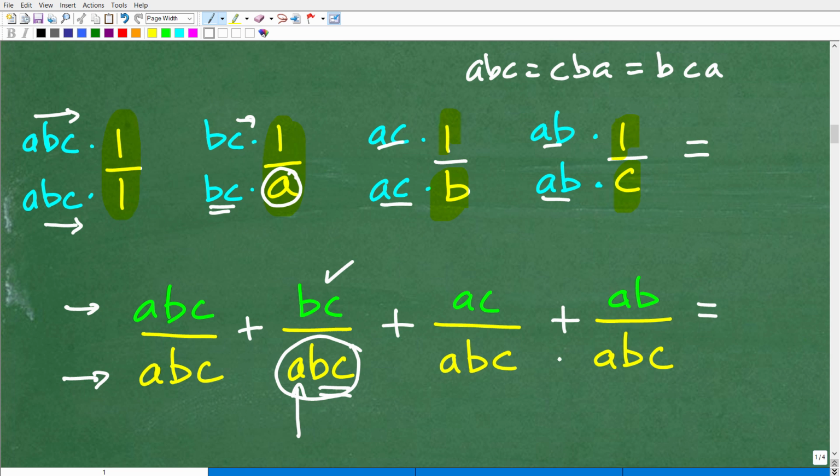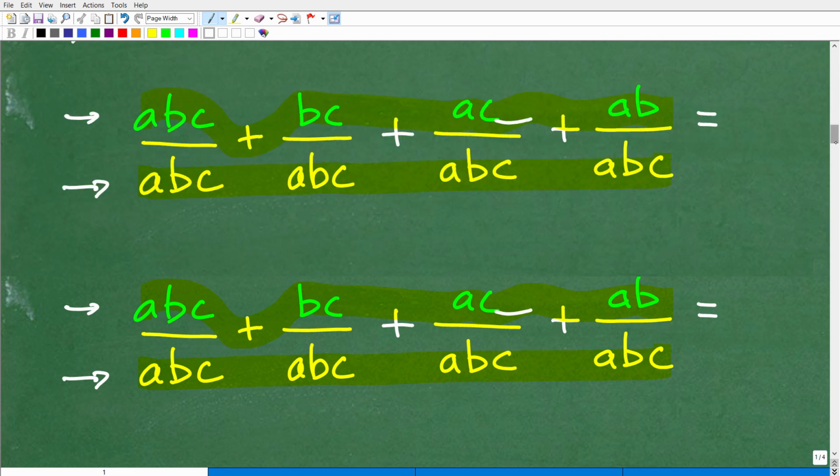So you can pause the video and see the work, but this is the adjustment, right? We're rewriting each rational expression, each term, each fraction, such that we have new equivalent fractions with ABC as our denominator. So now we have the same denominator. To get the answer here, all I need to do is add the respective terms of the numerators. So let's go ahead and do that now.